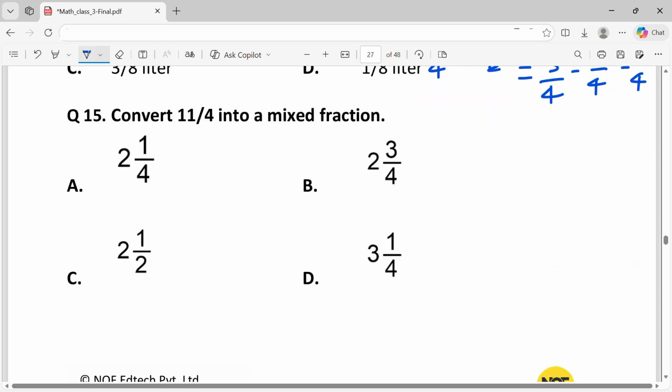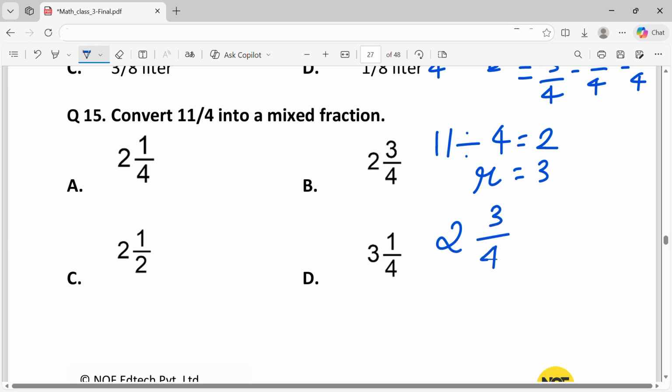Convert 11 by 4 into a mixed fraction. To convert 11 by 4 into a mixed fraction, we divide 11 by 4, which is equal to 2, with a remainder of 3. So the mixed fraction will be 2, 3 by 4. That is option B.